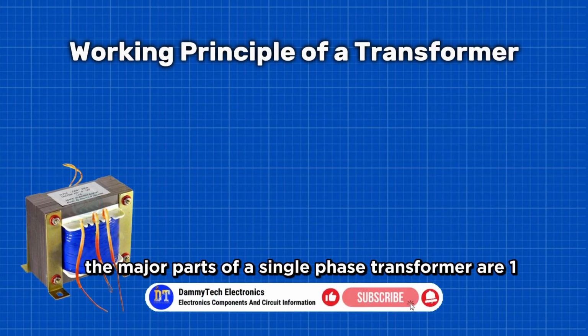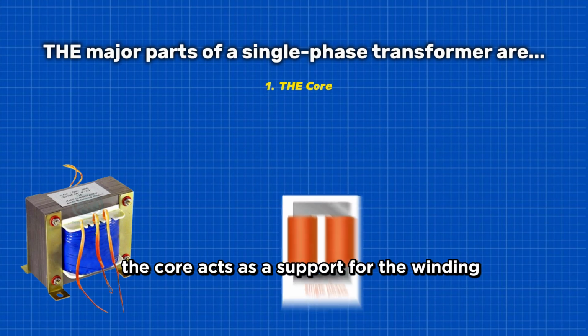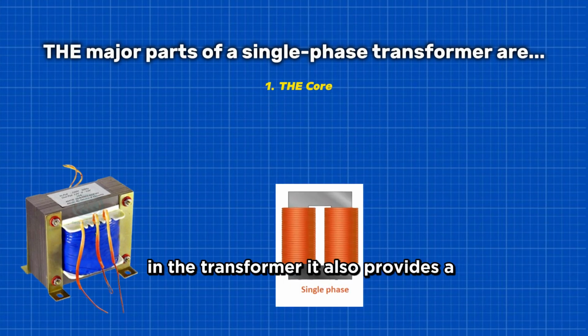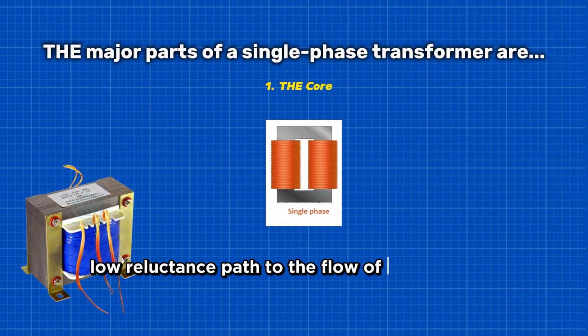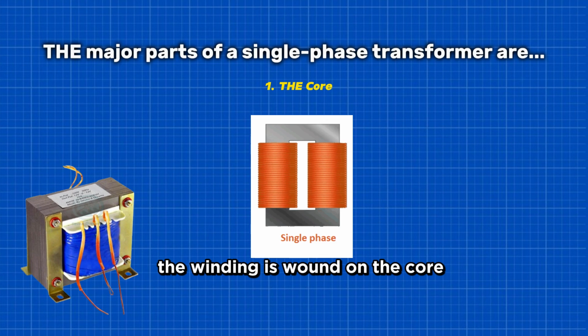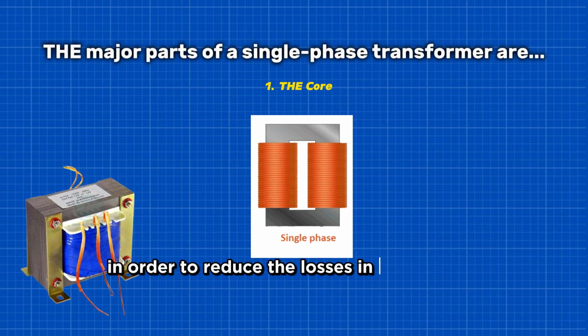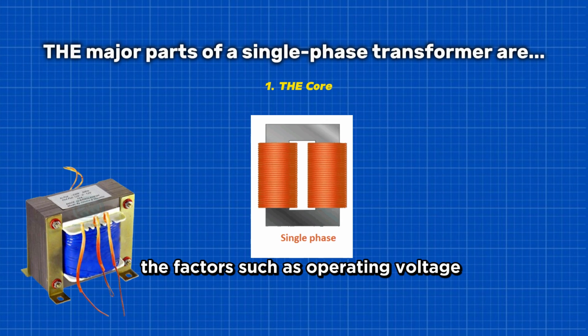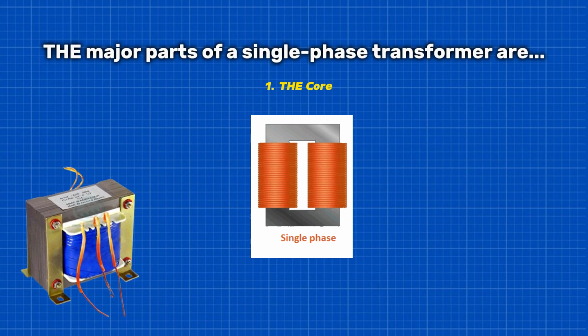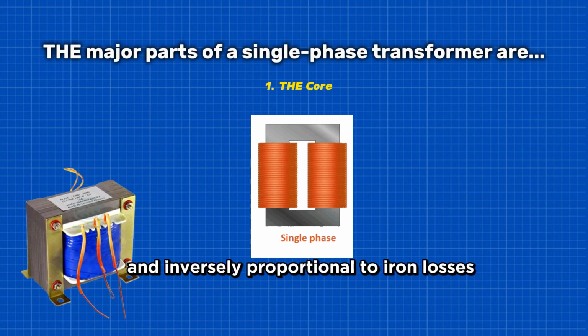The major parts of a single-phase transformer are: 1. The core. The core acts as a support for the winding in the transformer. It also provides a low reluctance path to the flow of magnetic flux. The winding is wound on the core, as shown in the picture. It is made up of a laminated soft iron core in order to reduce the losses in a transformer. Factors such as operating voltage, current, power, etc., decide core composition. The core diameter is directly proportional to copper losses and inversely proportional to iron losses.